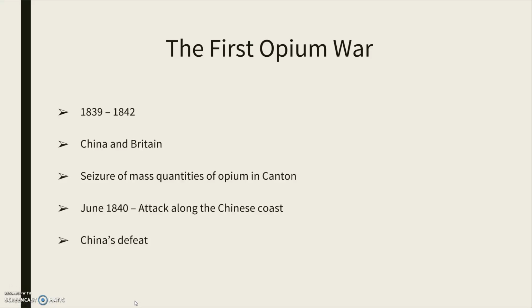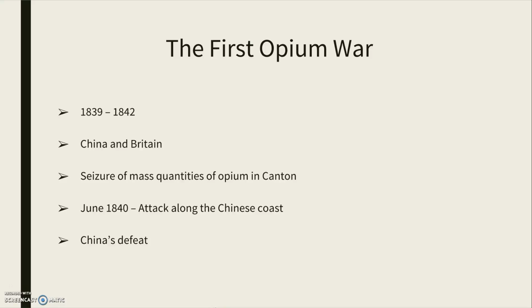So in 1840, Britain decides to send over a fleet and they attack the coast of China. And in the end, the Chinese actually lost because they didn't have as high technology in military defenses as the British did. And after a few defeats, the Chinese finally decided to sign a peace term.